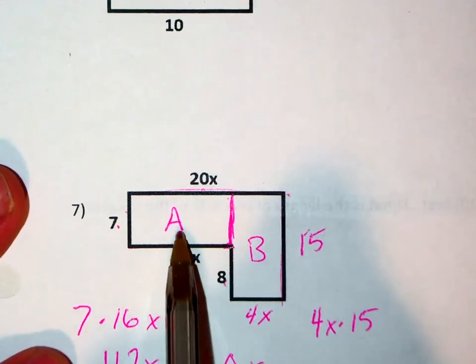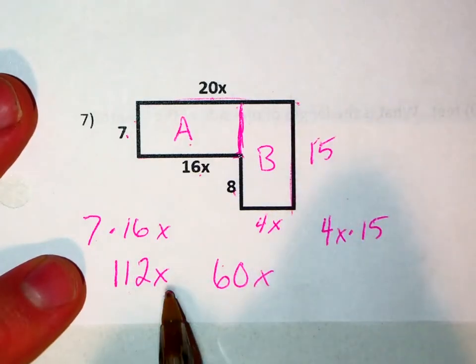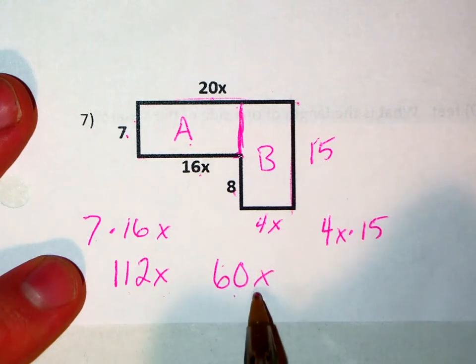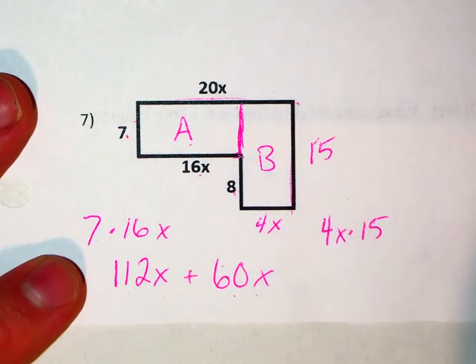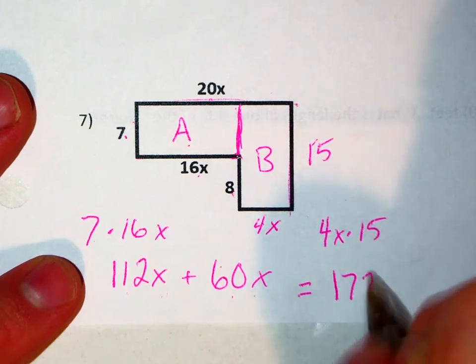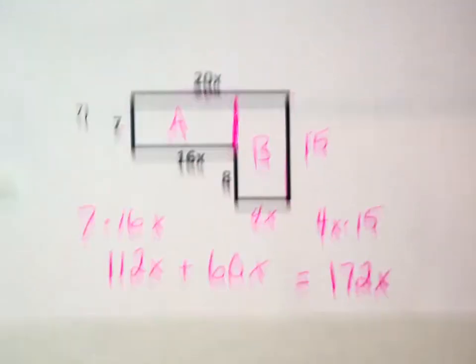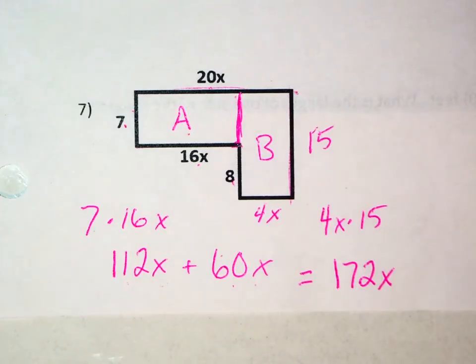So the area of shape A is 112x. The area of part B is 60x. I add the two together, and that equals 172x. You should be able to do those remainder problems on your own, just being very careful to remember that the area of a triangle is 1/2 base times height.